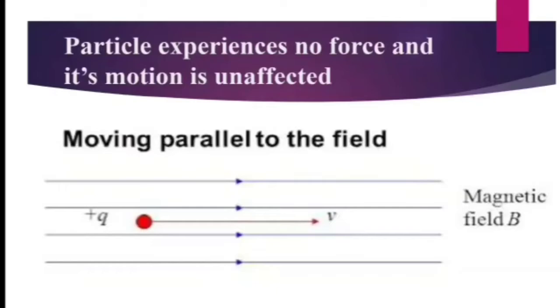We told that if the charge is moving parallel to our field, then it will not experience any force, which means it will move unaffected. So the particle experiences no force and its motion is unaffected. The charge Q coming with the velocity V will simply go in the same way. It will not get affected by any forces, so its motion will not change. It will continue as it was entering the field.